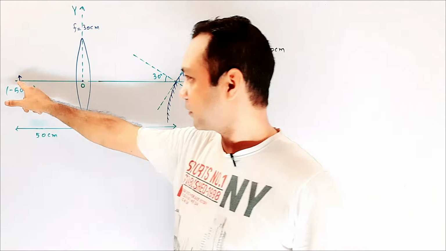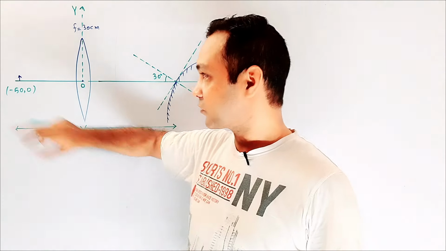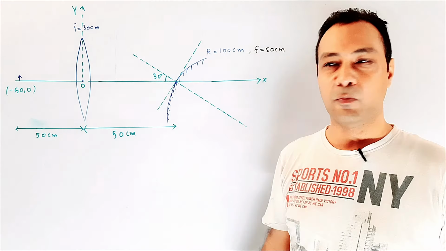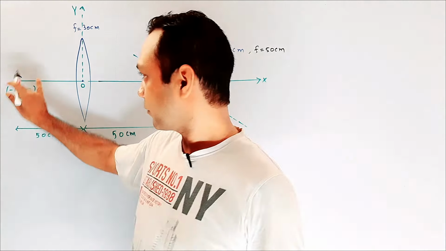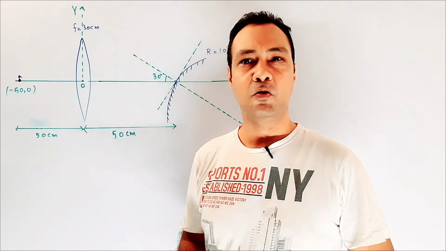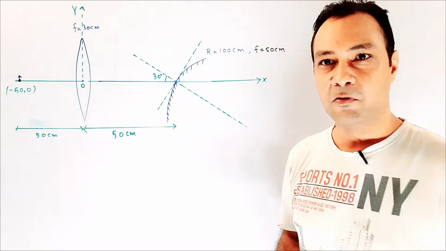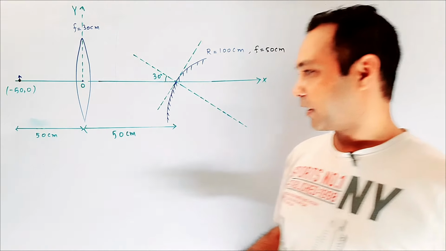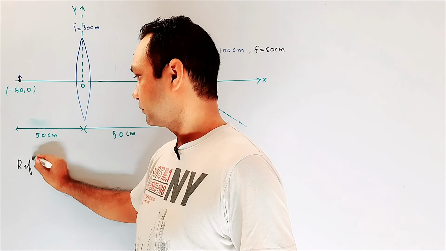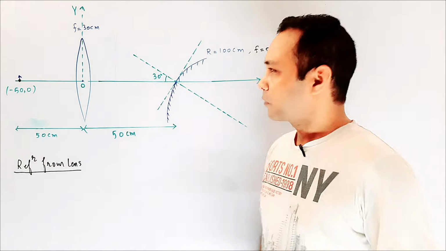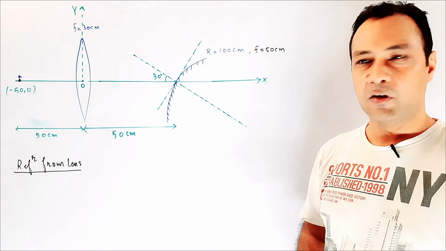So we have to find the coordinates of the final image, after refraction from the lens and then reflection from the mirror. So for the image formation, I will treat this as a point object, and let's go ahead first the conventional way. So first of all, the refraction from the lens. For the refraction from the lens, we'll find the position of the image.